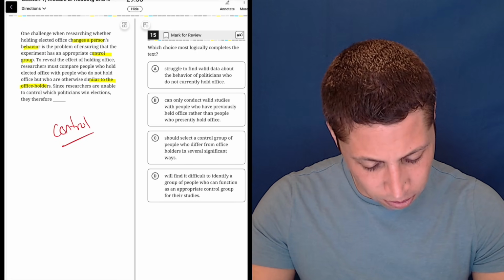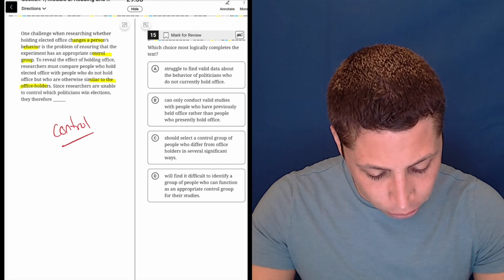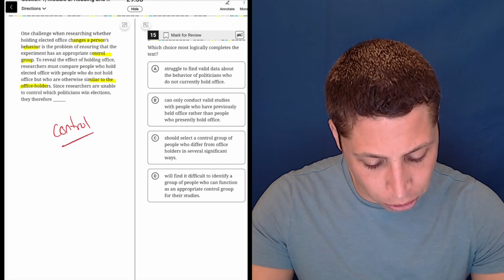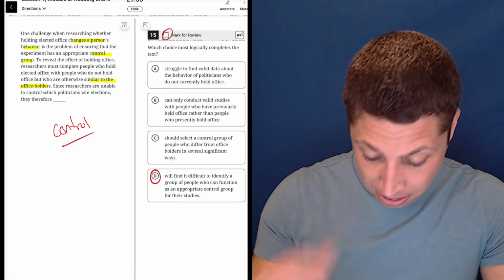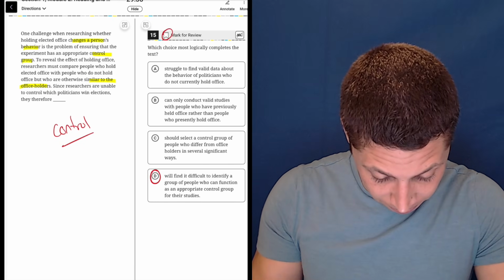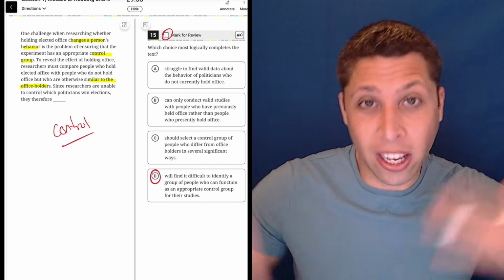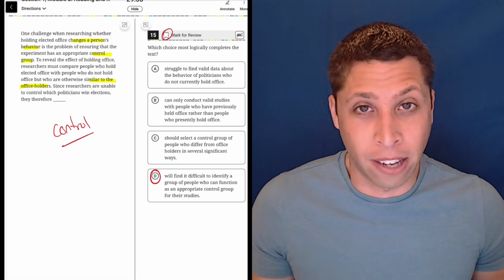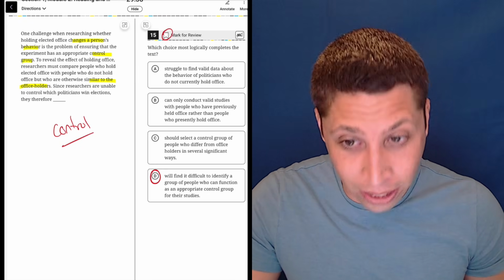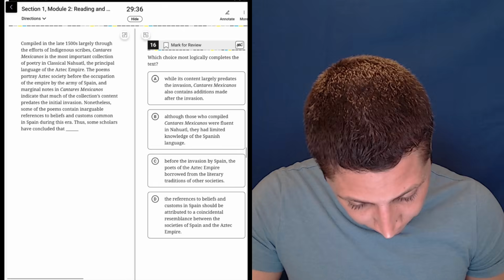No. That's the opposite of what they're saying. We'll find it difficult to identify a group of people who can function as an appropriate control group for their studies. Yeah, I think it's D. I'm confused by this one. The whole point of this thing is just saying that it's hard to match a control with the elected people. So I think that D is kind of just reinforcing that idea. I don't know. I've only got 10 minutes left, so we gotta go.